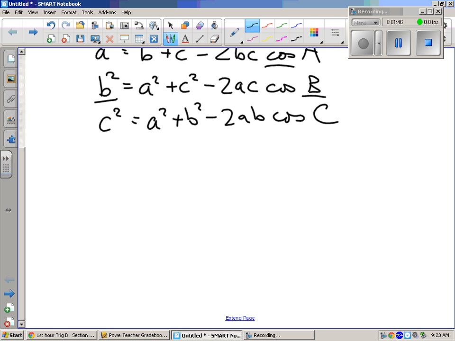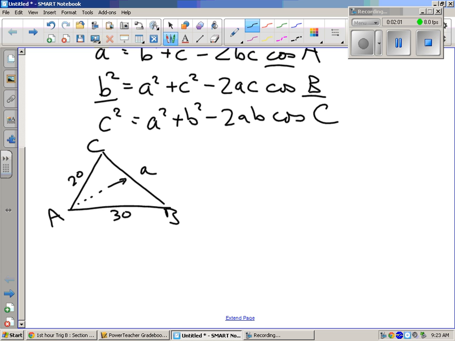Okay, so let's try a quick problem here. So we have A, B, and C. This side is 30, this side is 20, and this side is a. Remember, across from angle A is going to be little a. And we are given that angle A is 60. So notice we have side, angle, side, and they have to be in that order.